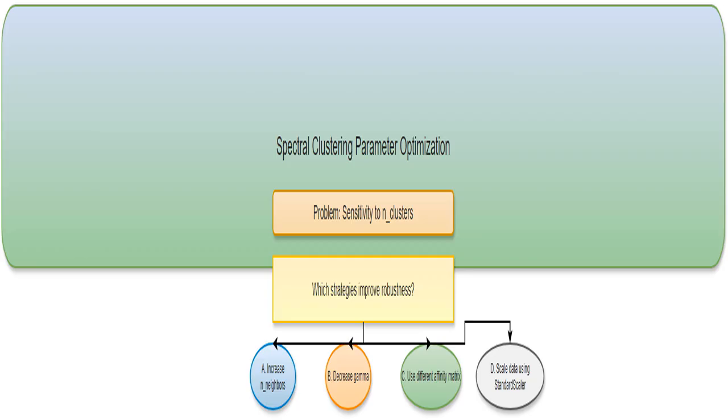This section introduces the core concept: optimizing parameters in scikit-learn's spectral clustering algorithm. The goal is to make the clustering results less sensitive to changes in the number of clusters, a parameter often denoted as n_clusters. Think of it like finding the sweet spot for this parameter to achieve robust clustering across different data scenarios.